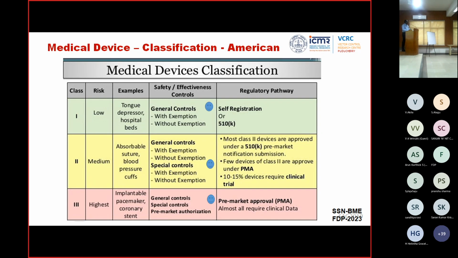Class 2 is a little above that and has moderate risk to patients, and it has to go through general controls as well as special controls. But the one which is very, very important is class 3, which are mostly life-saving or life-supporting equipment, or which can rehabilitate patients. These come under class 3 and specifically require an approval.